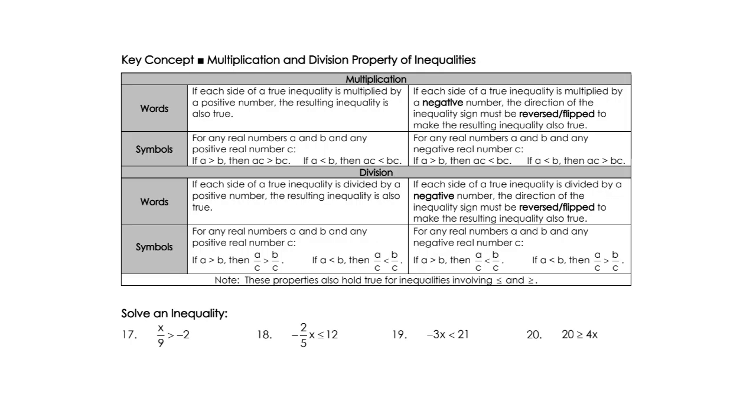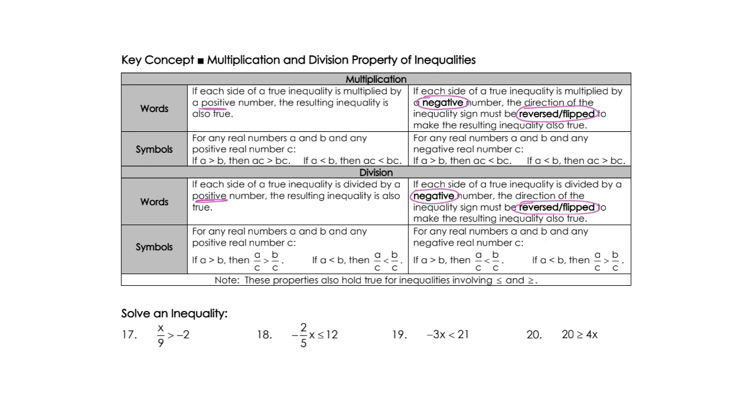So this table basically talks about the same thing as the table earlier in the notes. This tells you that whatever you do to one side, you have to do to the other. However, multiplying and dividing is a little bit more special. You'll notice right here, if you multiply by a negative number, the direction of the inequality sign must be reversed or flipped. Same thing for dividing. If you divide by a negative number, the inequality sign must be reversed or flipped. You'll notice over here, if it's a positive number, nothing changes. The inequality sign stays the exact same.